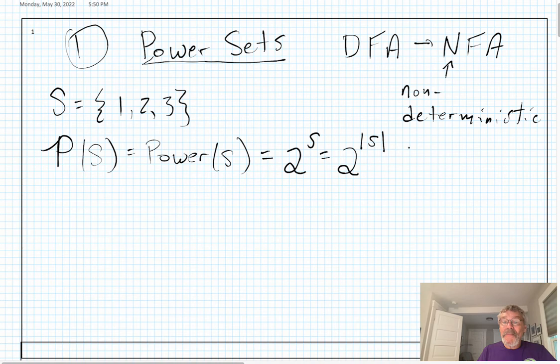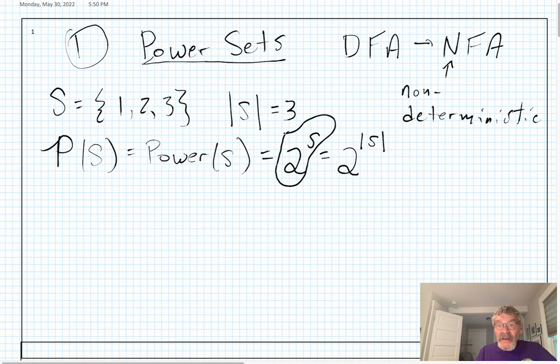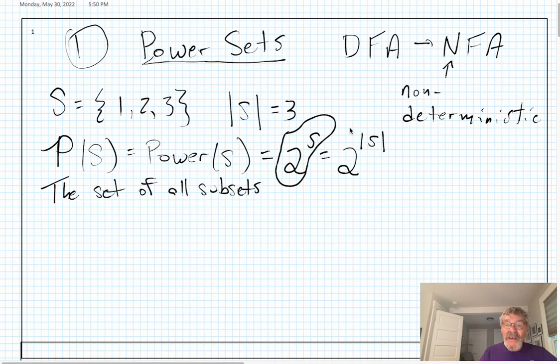I've also seen it written 2 raised to this. Now remember, when we're talking about sets like this, if we were to put absolute value bars around the S, that's asking how many elements are in this set. So in this case, we would say 3. These all mean the same thing here. The reason I bring it up is your author uses this notation, so I want to be consistent with your author and just explain what this means. And this is equal to the set of all subsets.